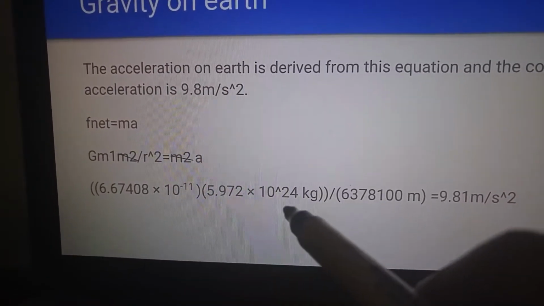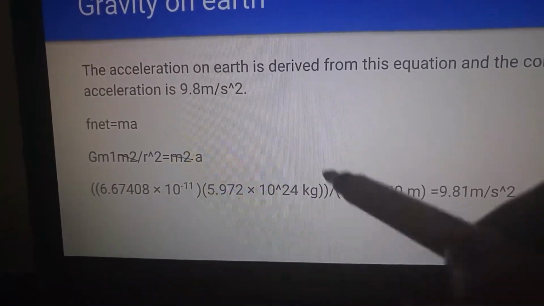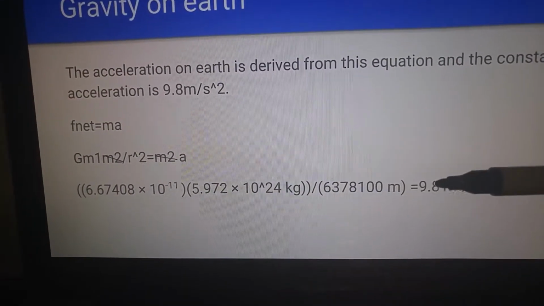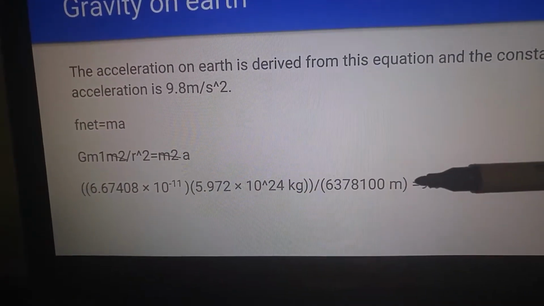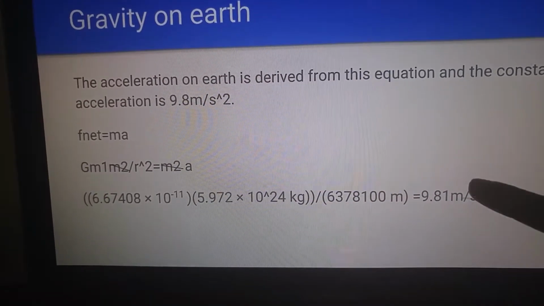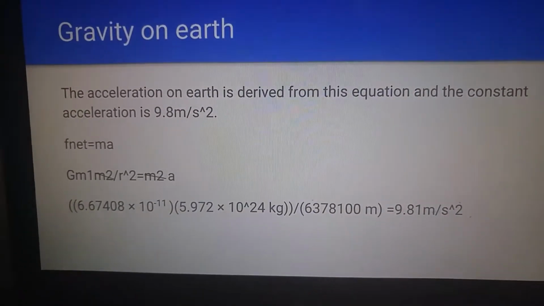So here you have big G, the mass of the Earth, which also would be given to you, you don't have to remember it, and the radius of the Earth. When you crunch all those numbers in your calculator, and ta-da! You get 9.81 meters per second squared. If you did not get that, I would redo the calculation.